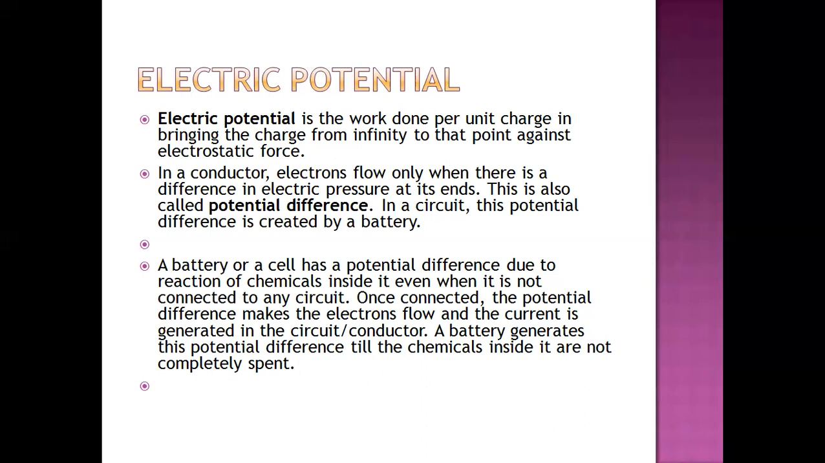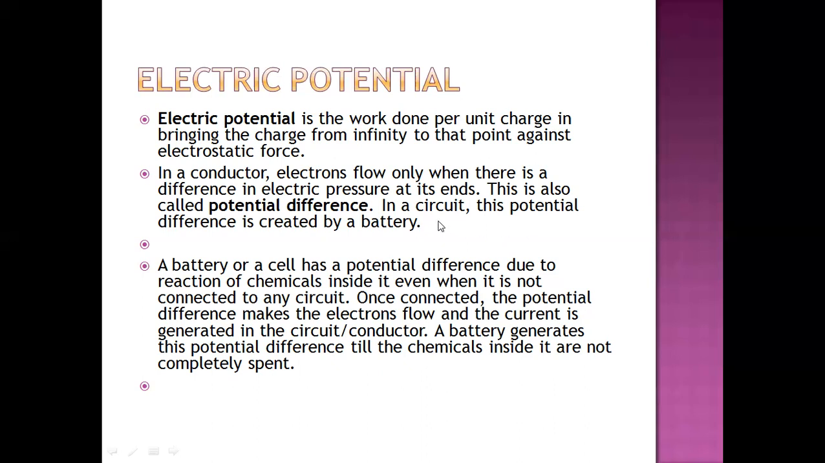As we consider positive charge to be at higher potential, the current flows from the positive to the negative end, and the electrons flow from the negative to the positive end. This difference of charges at both ends of the battery is called potential difference.